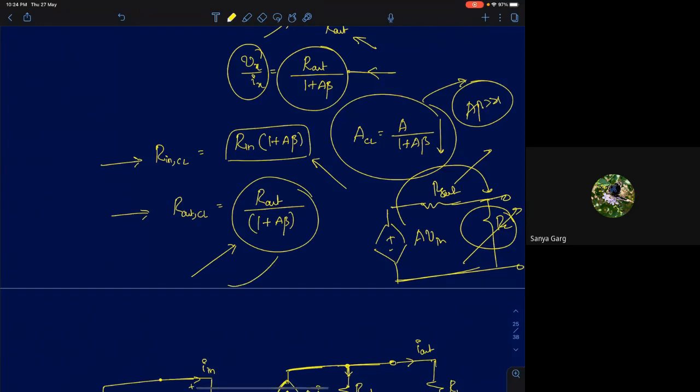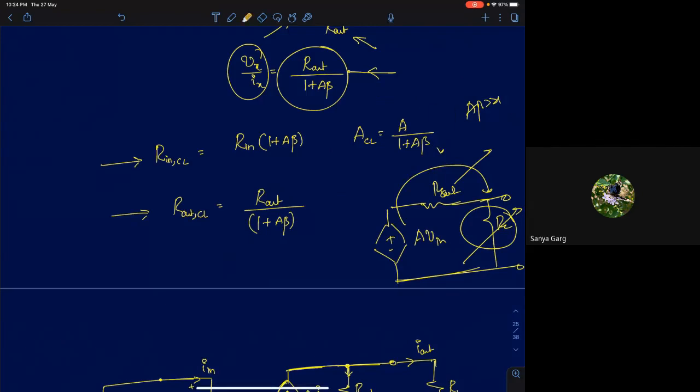So now if you see here, R out is decreasing, so it's going in the right direction. We are, of course, losing out on the DC gain, but both the closed loop input and output resistance are getting enhanced in the right direction. Input resistance is increasing, which means it's becoming a better voltage amplifier. Output resistance is decreasing, which means it's becoming a better voltage amplifier as far as the output is concerned. So after the application of negative feedback, the amplifier has become a better version of itself.